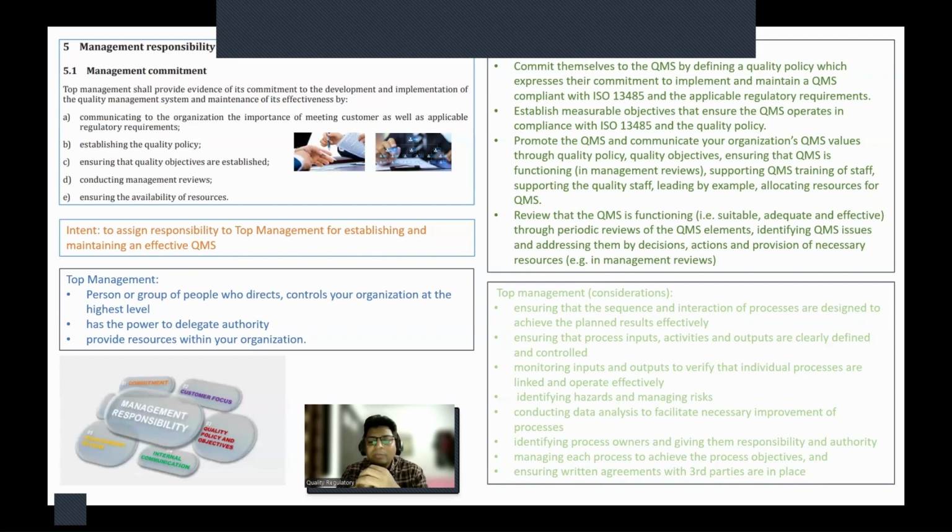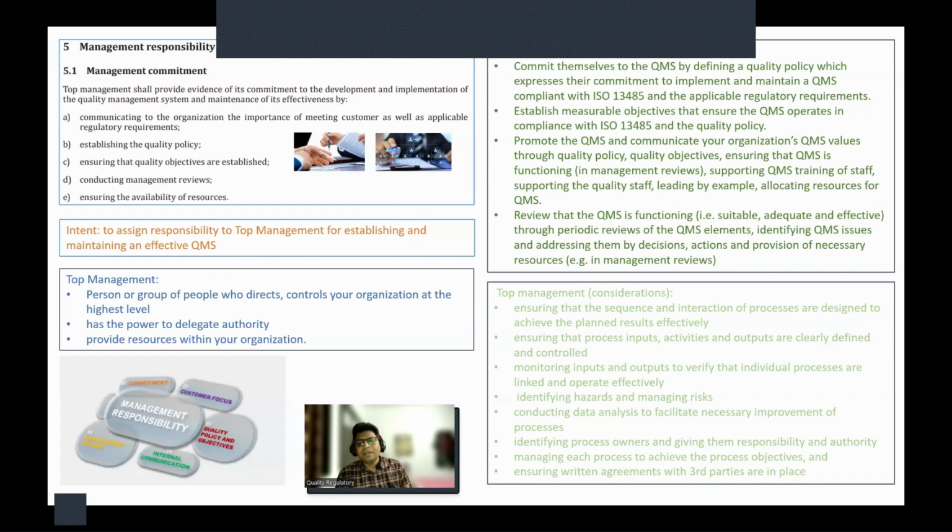So top management has to ensure that all processes interact with each other. Processes should not be run in isolation. And that's how management has to ensure that resources are available to drive all these processes. One person cannot do all the activities. Next, ensuring that the process inputs, activities and outputs are clearly defined and controlled. We discussed monitoring input and output to verify that individual processes are linked and operate effectively.